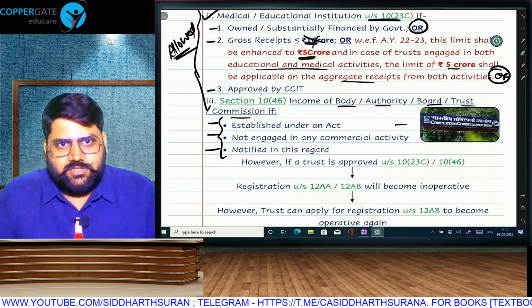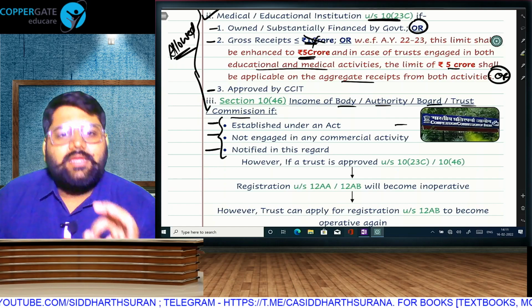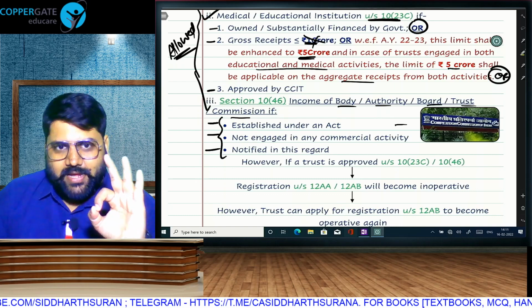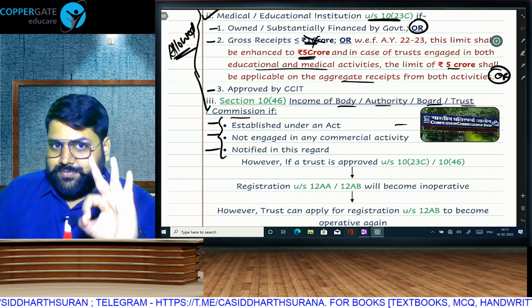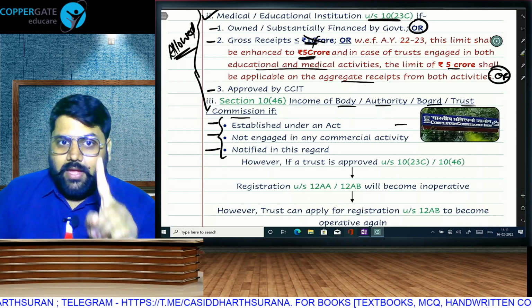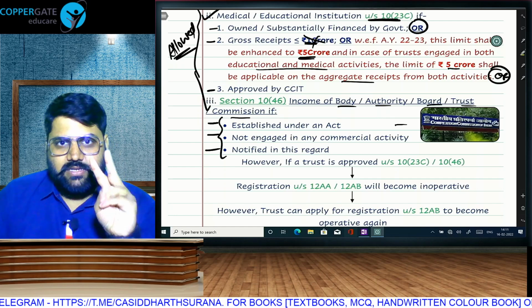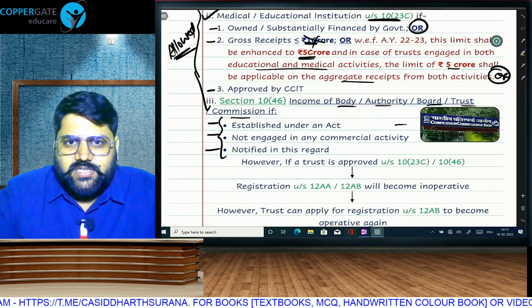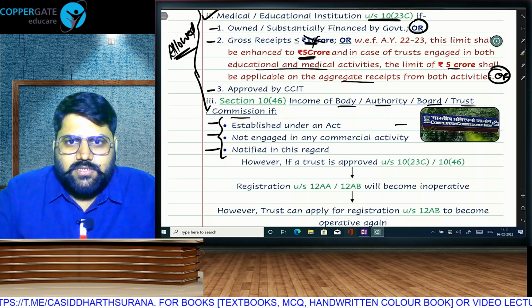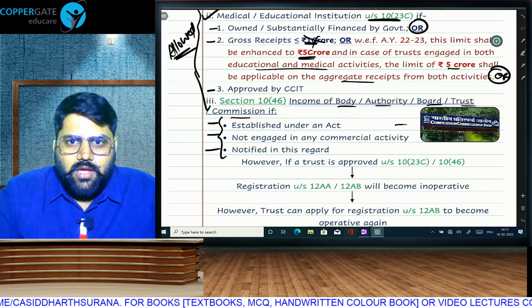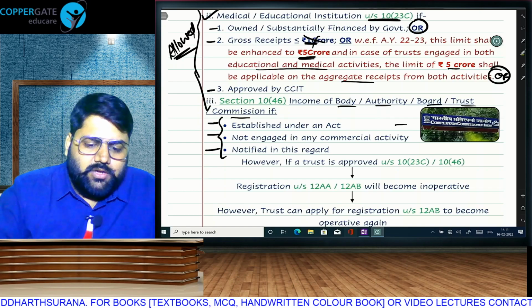You can take 10(46) even if you are a registered trust. So the conclusion is, normally a trust which is registered will not get any exemption under section 10 except 3 which will be allowed: agriculture 10(1), second educational and medical institution 10(23C), and third 10(46) which is available to a body, authority, board, trust, commission. These 3 are going to be allowed. Any other section 10 will not be allowed.